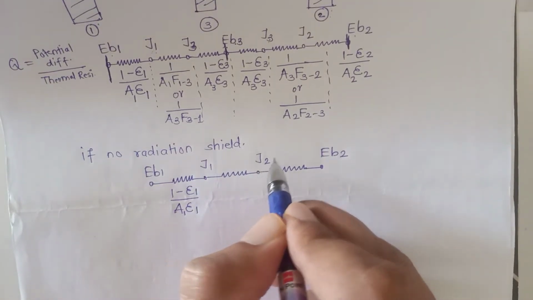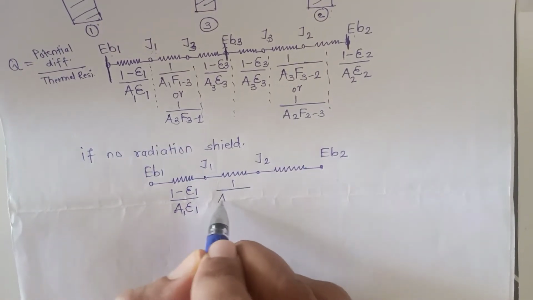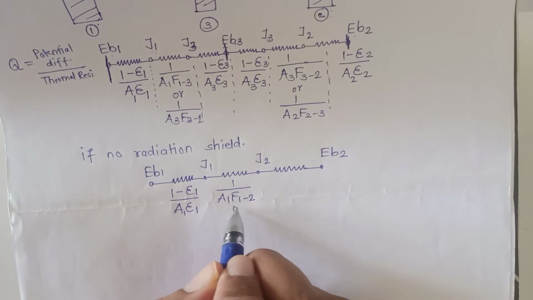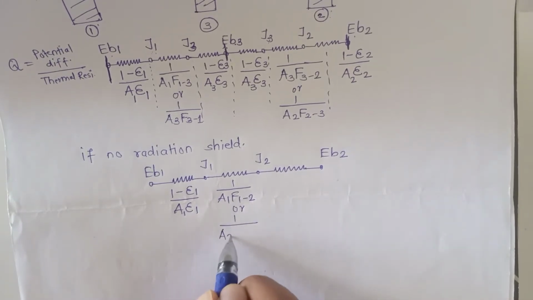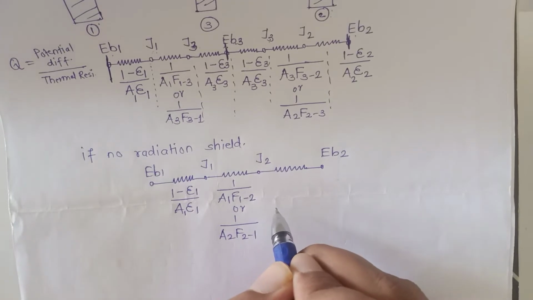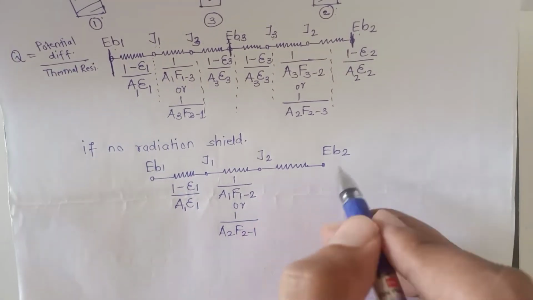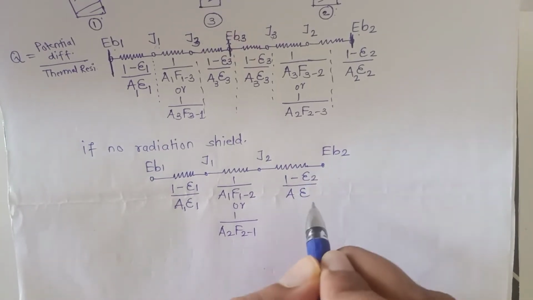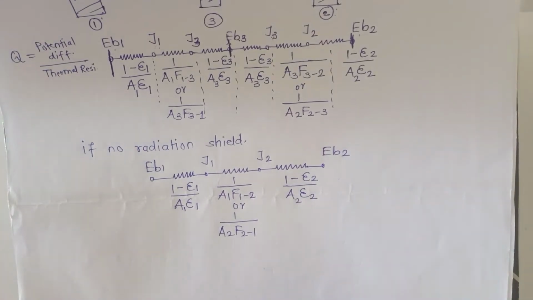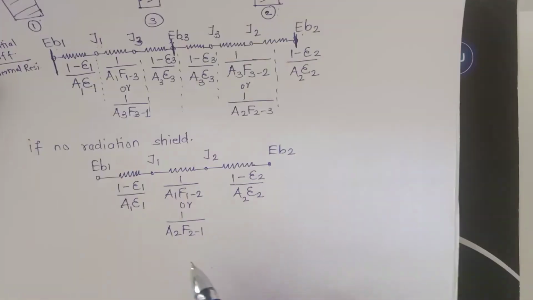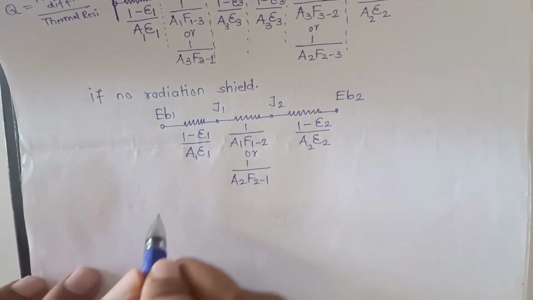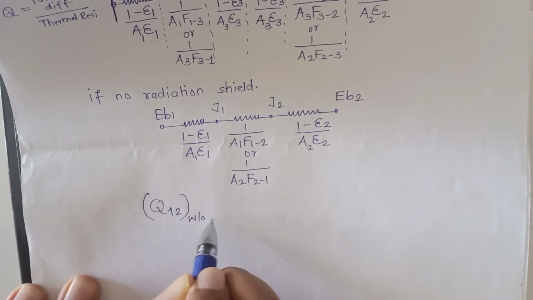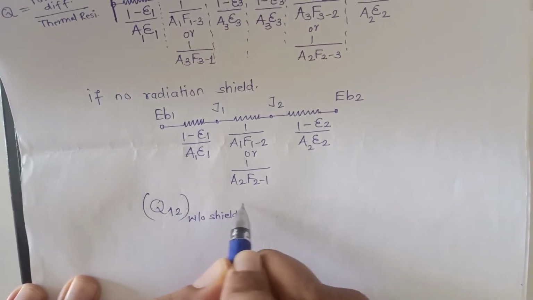Between J1 and J2, there is space resistance. It is given as 1 upon A1 F12. Remember, there is no third surface right now, or it can be 1 upon A2 F21 by the reciprocity theorem. Then between J2 and EB2, again there is surface resistance for the second surface, so (1 minus epsilon 2) upon A2 epsilon 2. And when we write down the heat transfer for this condition, what can we write? We can simply write the heat transfer rate between surface 1 and 2, specially without shield, when there was no shield.